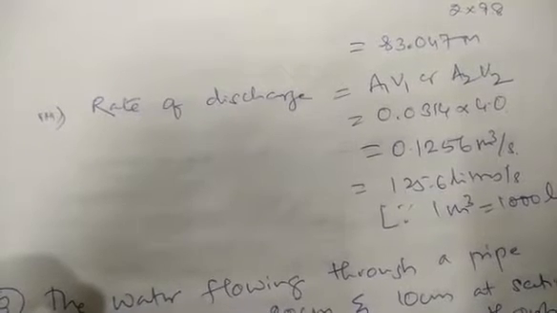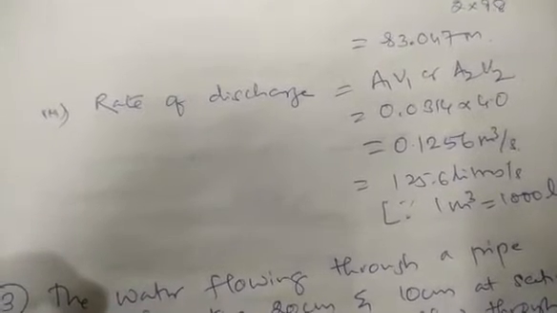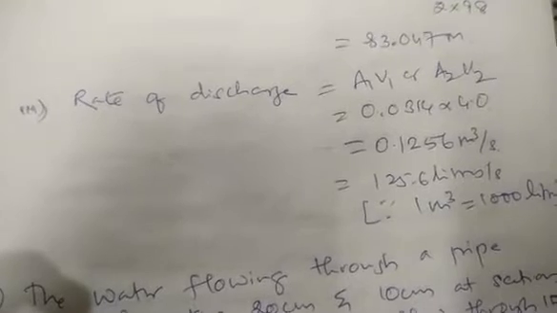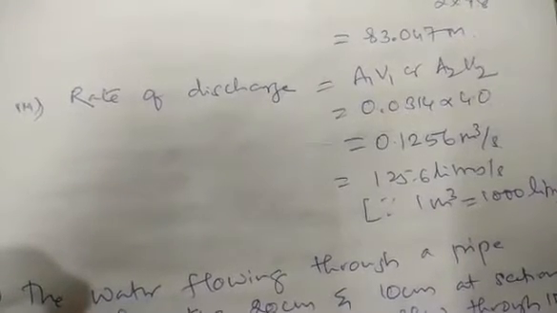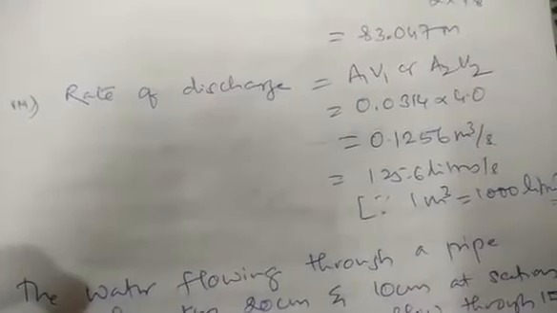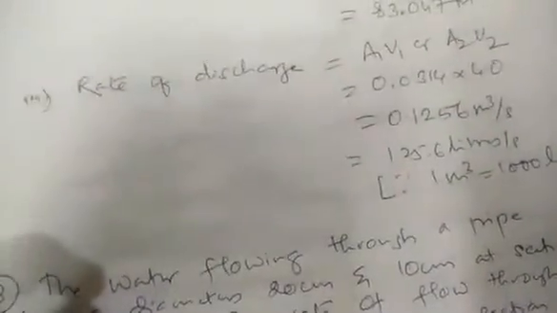Convert that into meter cube. So 1 meter cube is equal to 1000 liters. We got it in meter cube per second. So 1 meter cube is equal to 1000 liters. So therefore multiplied by 1000 we get 125.6 liters per second.